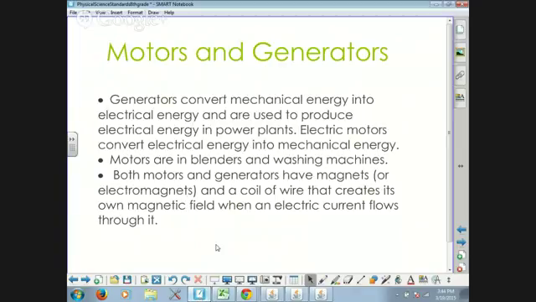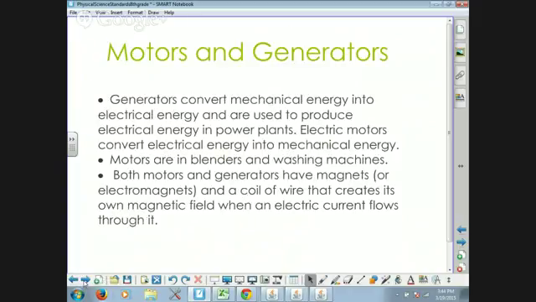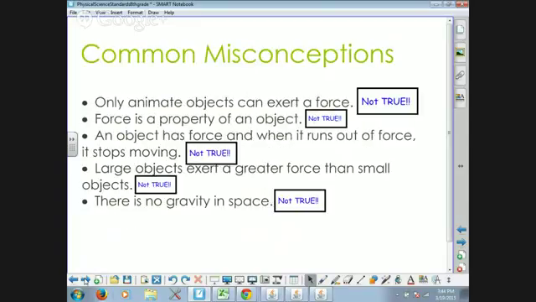Generators do convert mechanical energy. Did I cover everything? I want to make sure I didn't skip something there. So we talked about how magnets can create electricity, and we did talk about electricity creating magnets. Okay, just double checking. Motors and generators. Generators convert mechanical energy into electrical energy and are used to produce electrical energy in power plants. Motors are in your blenders, your washing machines, and generators. If you've got a backup generator for when the power goes out, you are utilizing this relationship.